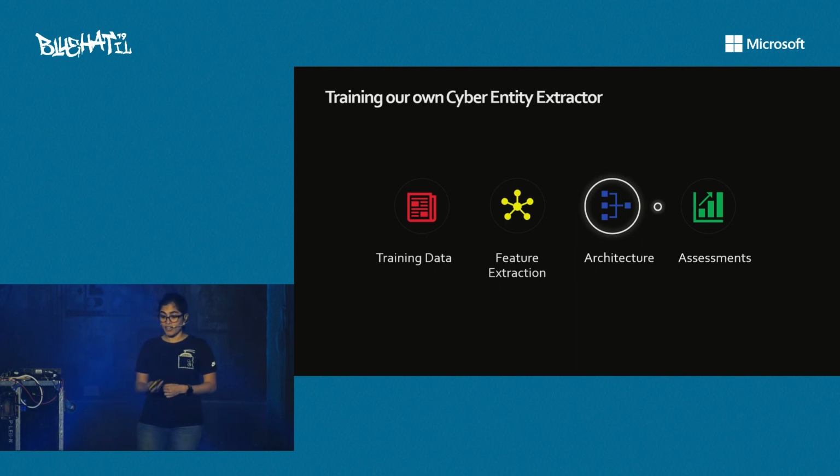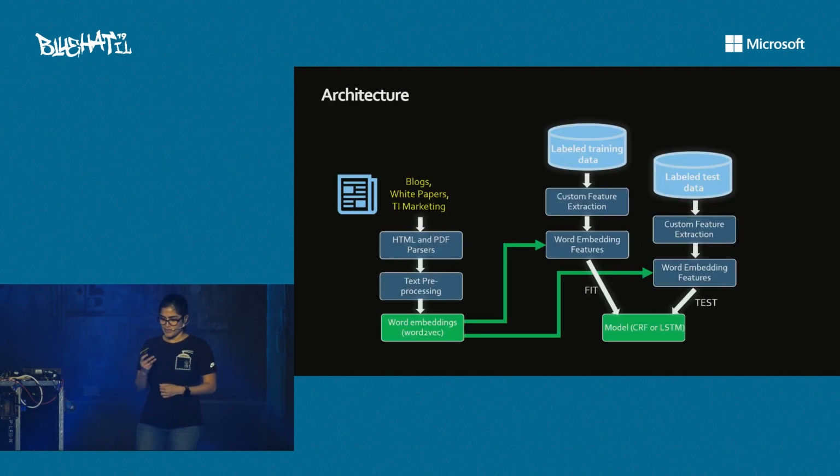All right, let's talk about the architecture. We had a very simple architecture. We used the blogs and the white papers that I talked about, and we used HTML and PDF parsers to extract the text. Then we put them through some very simple text preprocessing, just removal of unprintable characters. And then we extracted the word embeddings, as I described.